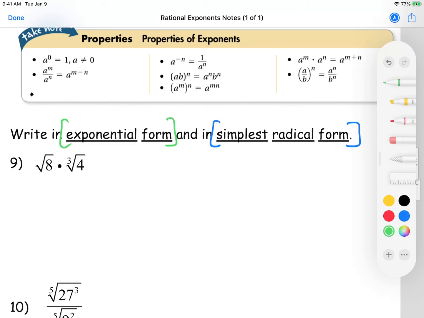So I'm going to do exponential form first because that'll help me, and it'll actually help us get to simplest radical form. Okay? So when I want to write this in exponential form, this is square root of 8, which is simply 8 to the 1/2. Okay?